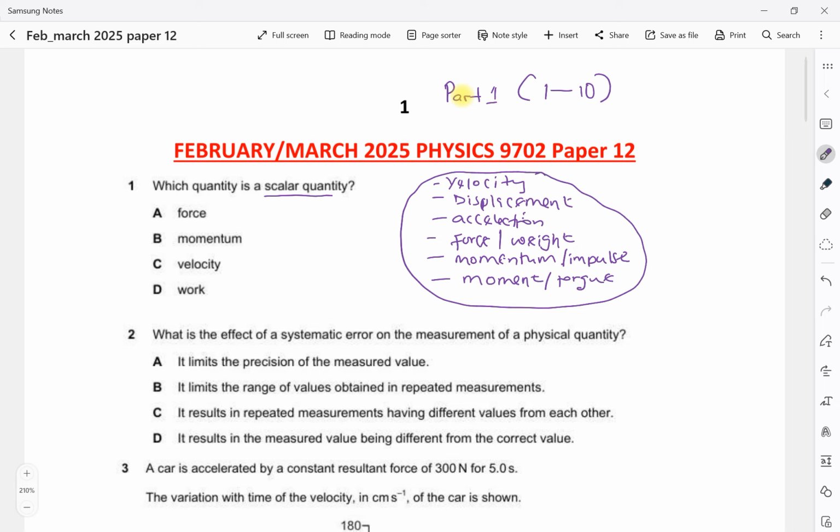That means everything else outside these ones is going to be a scalar. So force is a vector, momentum is a vector, velocity is a vector, so the answer is going to be D.